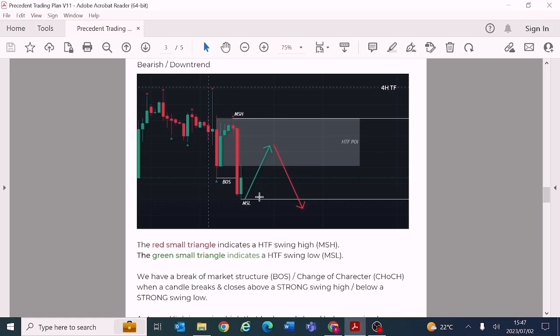I have my high here, I have my low here. So I'm expecting for price to do what? To start tracing to the upside. You can see it's already starting to test this zone. So I want to actually see it coming into the zone.